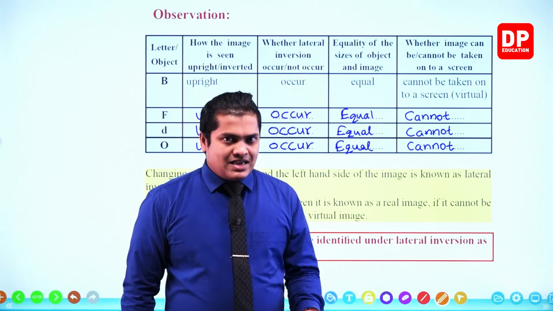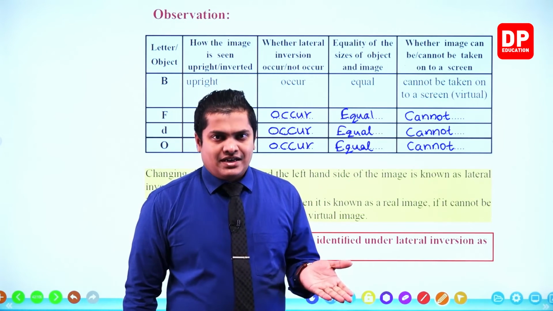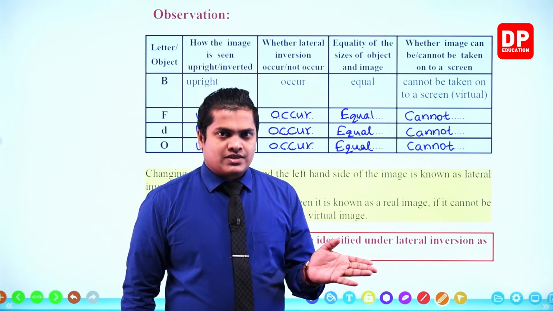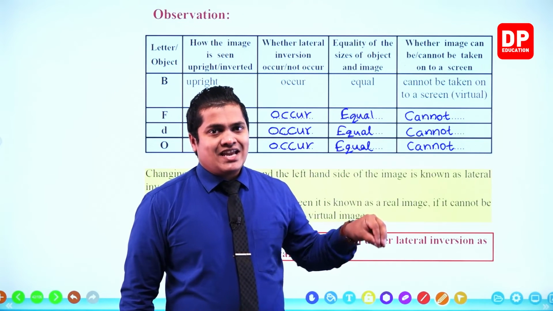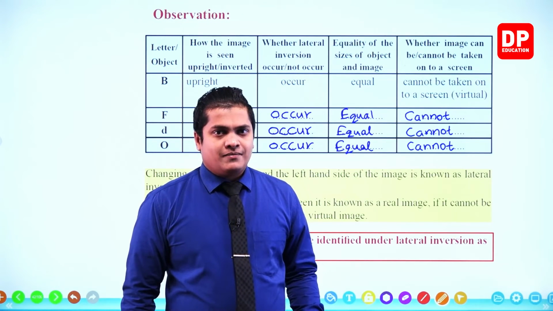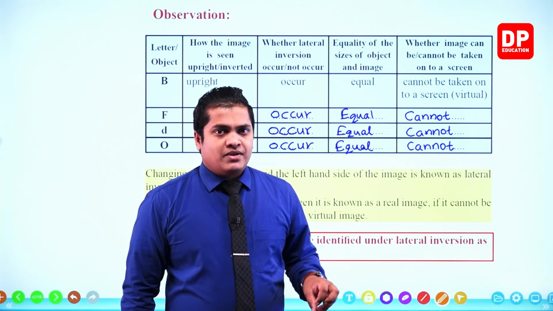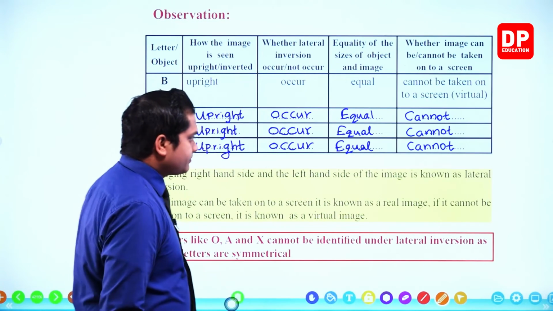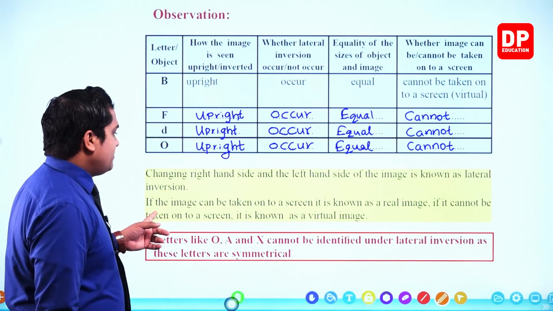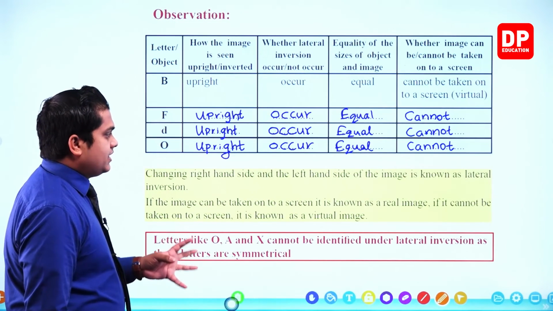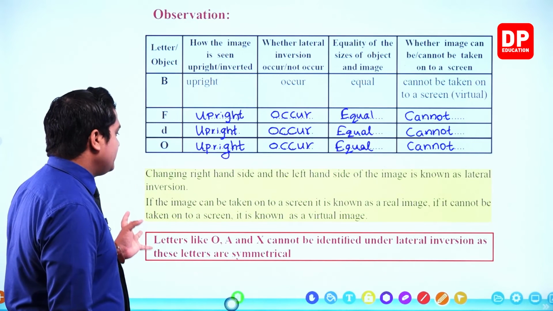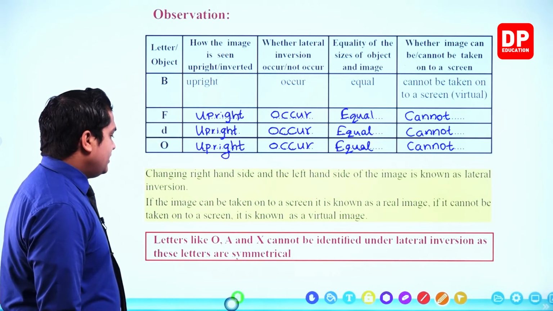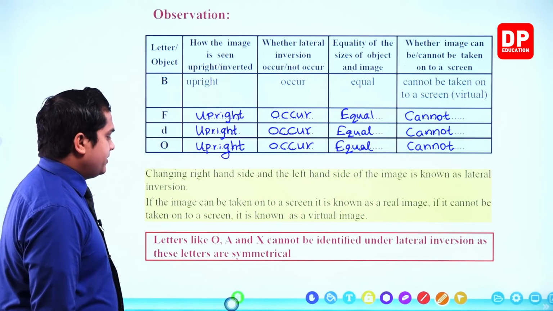So, a real image can be taken onto a screen. A virtual image cannot be taken onto a screen. A virtual image is created within the mirror. That kind of image is created within the mirror, not outside it. Next one. If the image can be taken onto a screen, then it is a real image. If the image cannot be taken, then it is called a virtual image. Then my dear children, a special point is given.